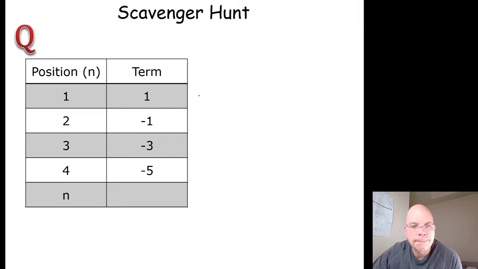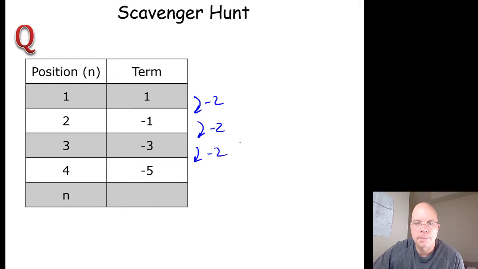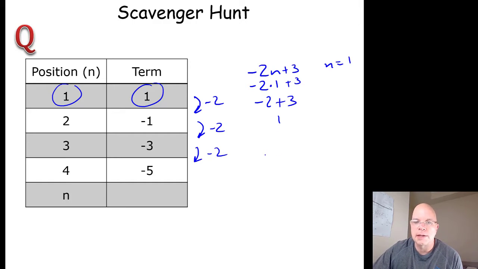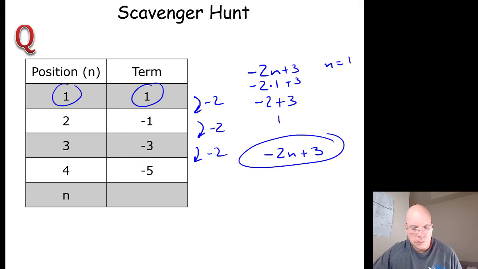Q, minus 2 each time. So negative 2n, but when n is 1, that would be negative 2 times 1, negative 2, but I want it to be positive 1. So I need to add 3 to make that positive 1. So negative 2n plus 3 for Q.